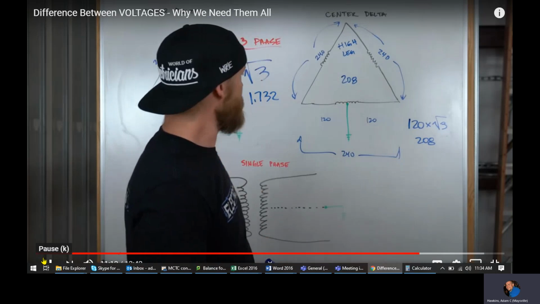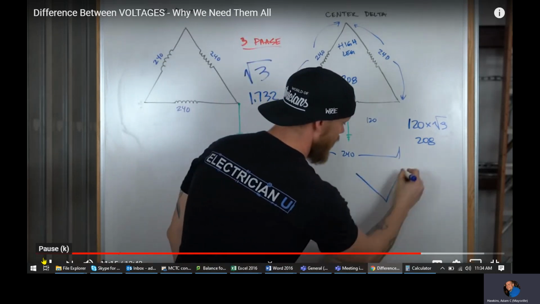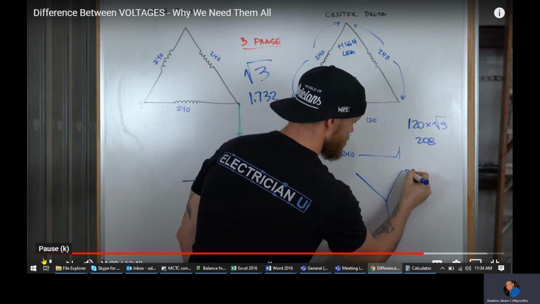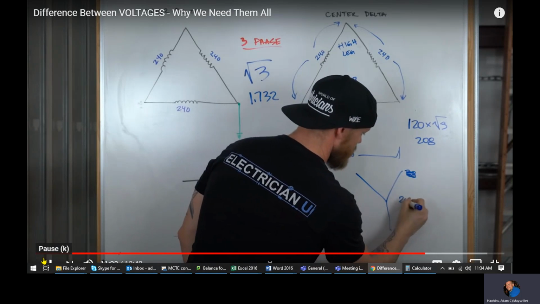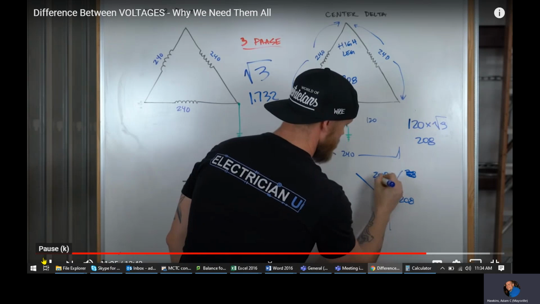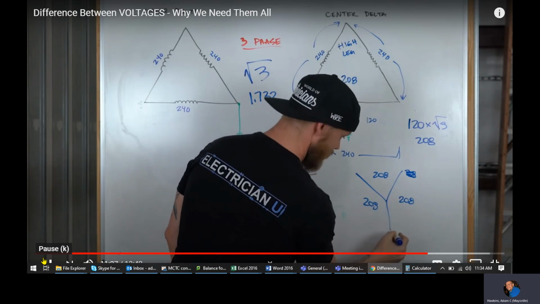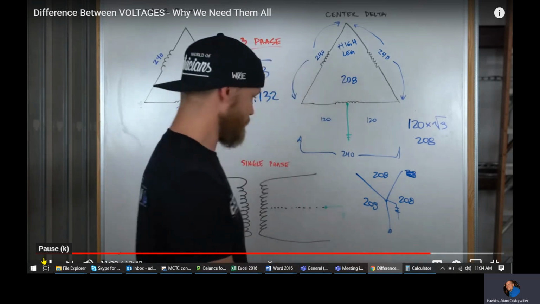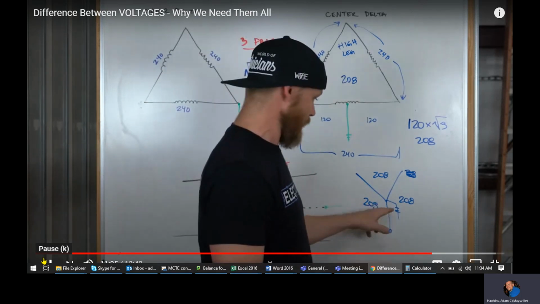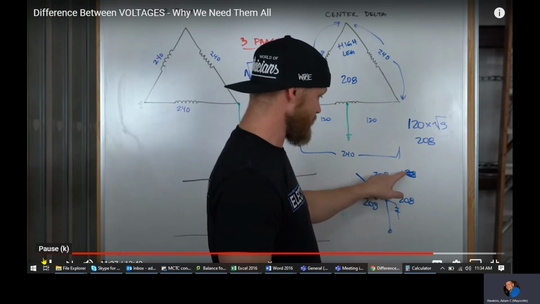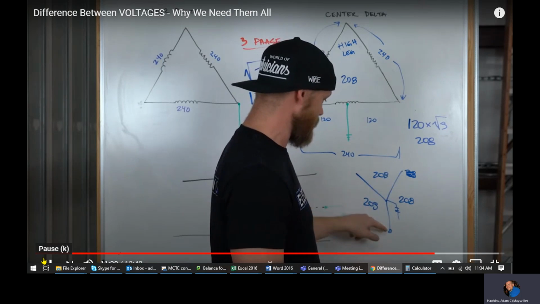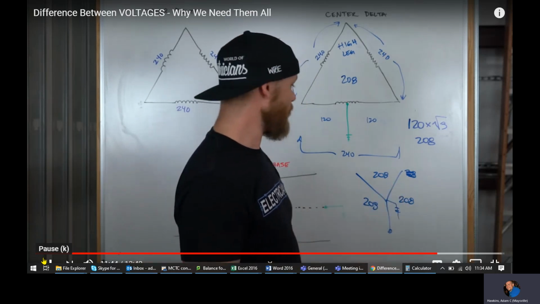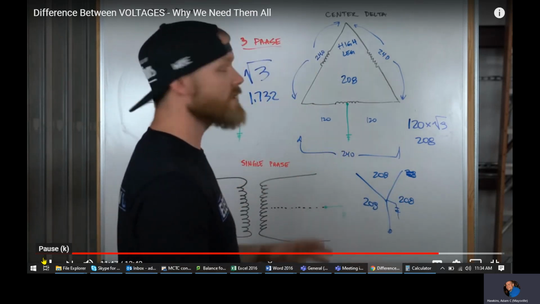So you get 208. It's the same thing if you look at a Y service. Say we've got a three-phase Y. We've got 208 between each one of our windings: 208, 208, 208. And we've got 120 between each to the center-tapped ground. It's the same thing. We have 120 between this leg and ground, this leg and ground, and this leg and ground. But if you take 120 times the square root of 3, you get 208. So that's just to understand how that number works.